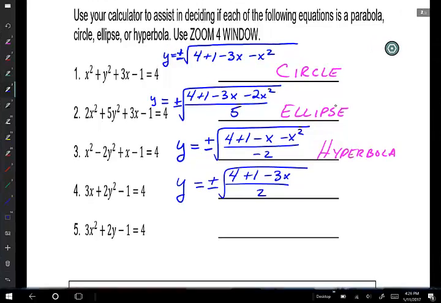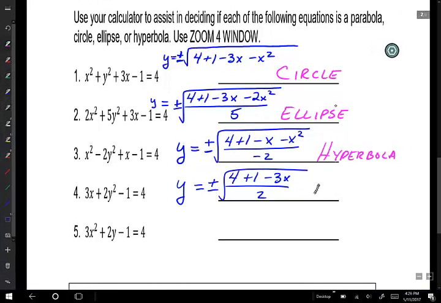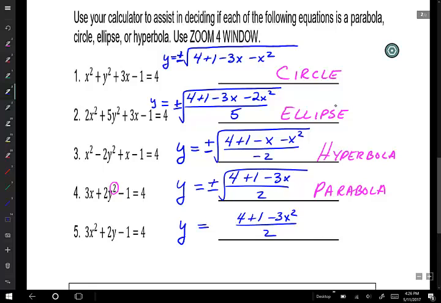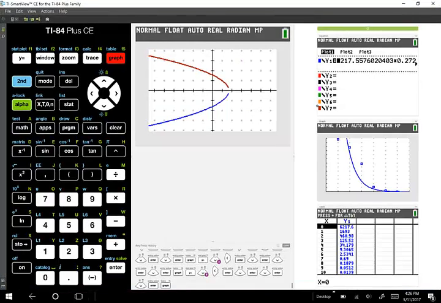Okay, so here we have a parabola. And I want you to notice that the y squared there is what causes it to be sideways. All right, let's look at our last one and solve our last one for y. Y equals the 4 plus the 1 minus the 3x squared, all divided by 2, but we don't have to take the square root, so this is just going to be, I would guess, a very simple one to graph. Let's take a look at what this looks like when we graph it.